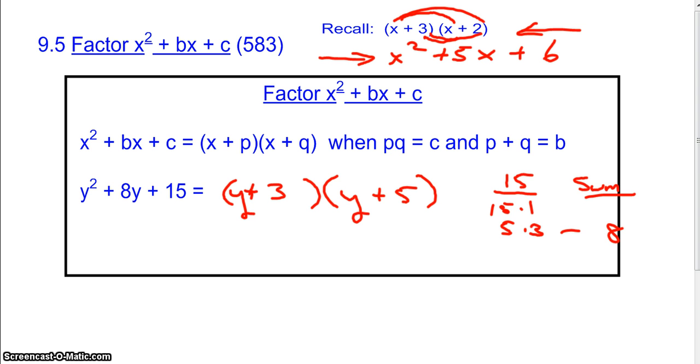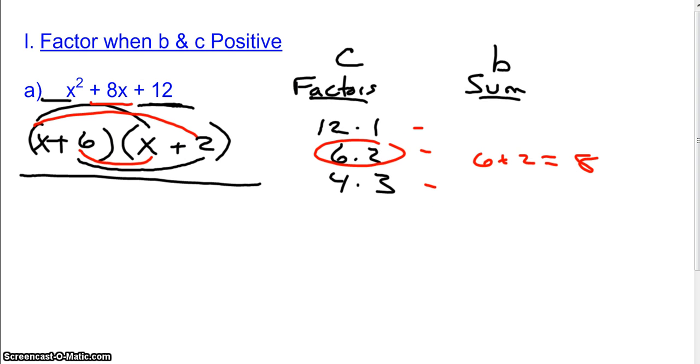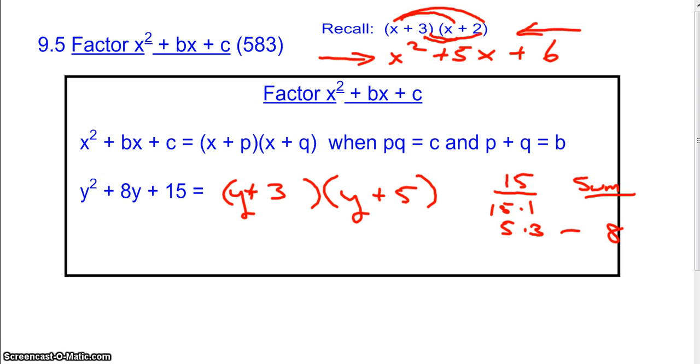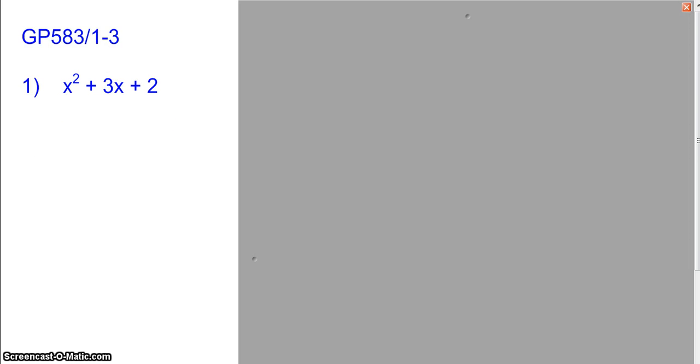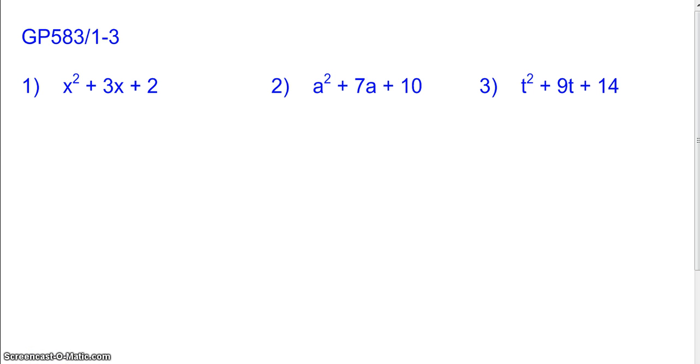What property allows us to write it either way? Commutative property. Good, doesn't matter. Okay, let's go try it again. Oh, don't forget, we could FOIL it back. First terms, y squared. 5y, 3y. 5y plus 3y, 8, 15. So there's no question you know you have the right factors. Okay? Let's try a couple more of these and come back and check your work.